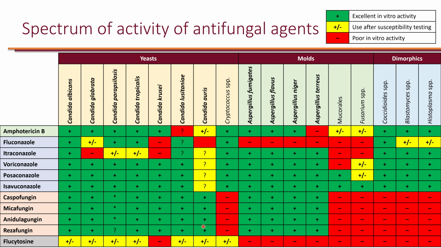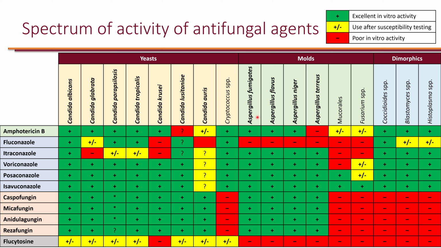So pretty good activity against Candida auris. But the shortcoming is that echinocandins are not active against cryptococcus. So no activity against cryptococcus. And flucytosine is yellow for pretty much most of these because it should not be used alone, so it should be used in combination with another agent, and it's just not active against cryptococcus.